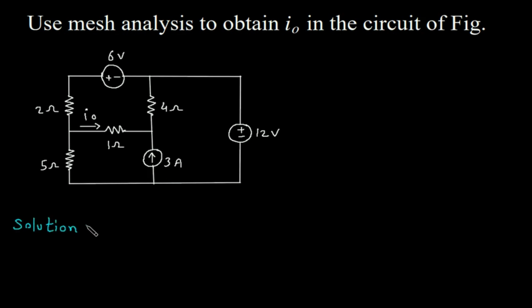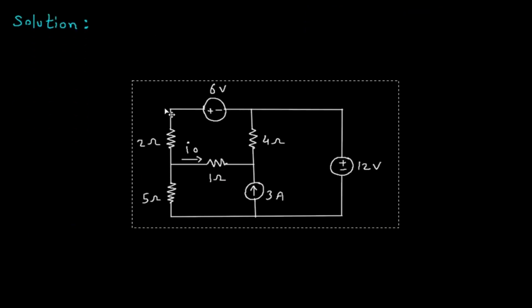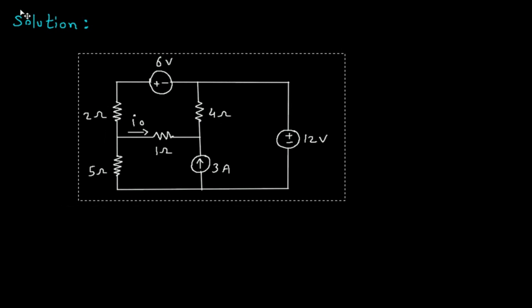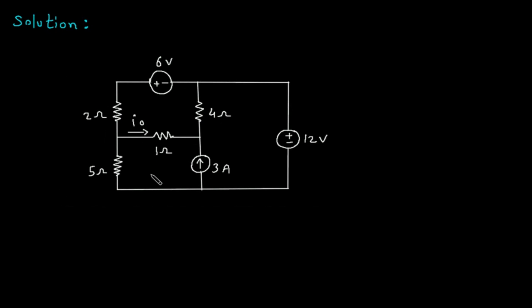Solution. First, we will redraw the circuit. Then we will assume the direction of current. Let's say this is current I1 in mesh 1. This is mesh number 2 and current I2. This is mesh number 3 and current I3.